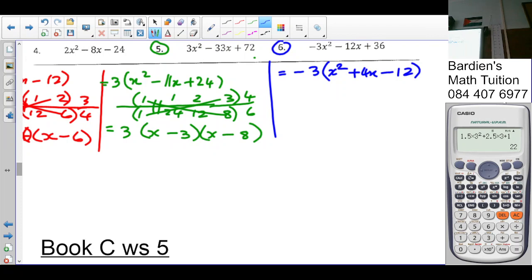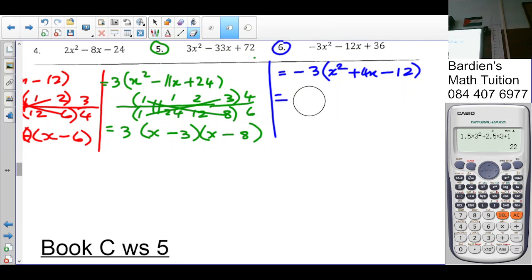Remember that the signs will change now, because negative 3 times x squared is negative 3x squared. Negative 3 times positive 4x is negative 12x. Negative 3 times negative 12 is positive 36. That is why when you take out the negative, all the signs will change.